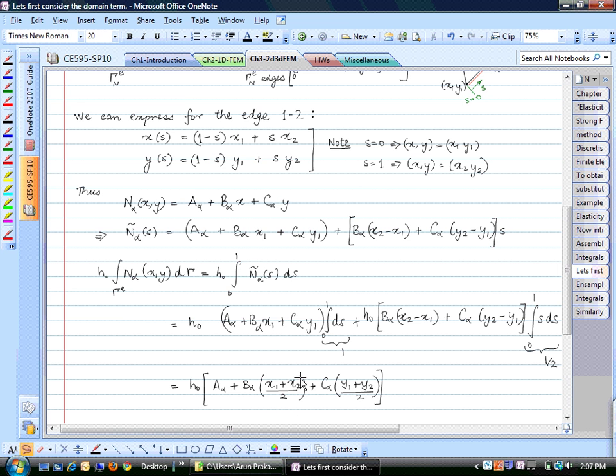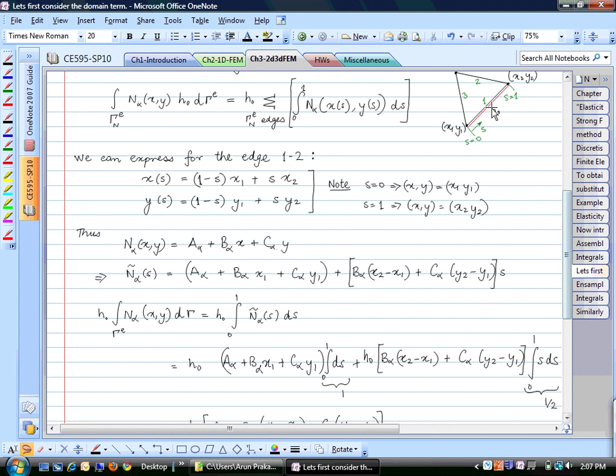This is just an average location of the point that is midway, right? So the value of n1 and n2 at that midway point is both equal to half. So what that means is that if you have an edge with a constant load, you just split half this way, half that way. That's exactly what we do in structural analysis. That's where the half and half comes from, right?